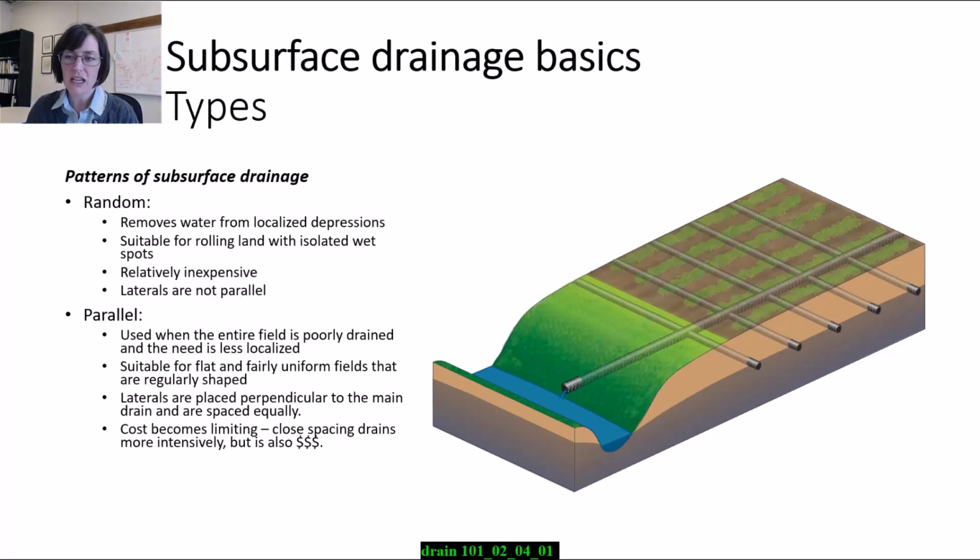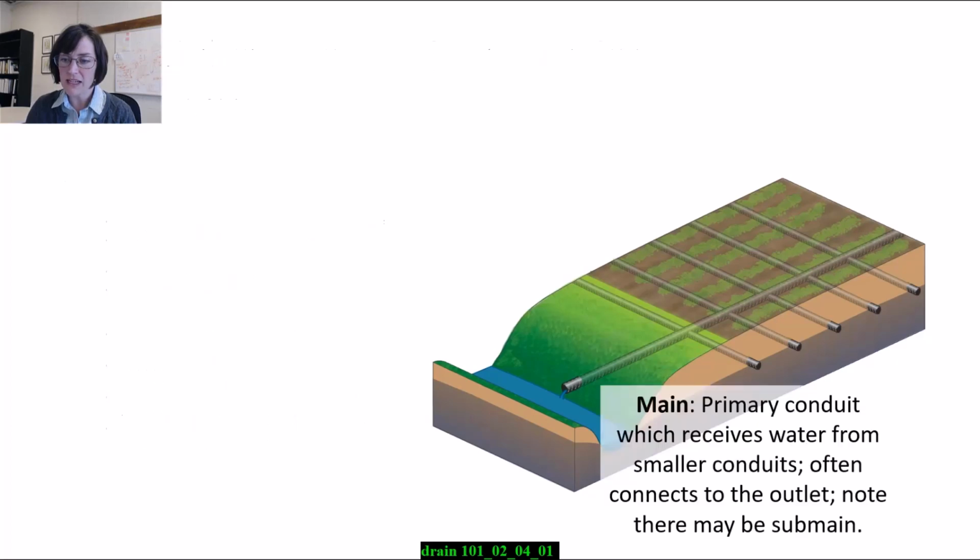The next kind of drainage is a parallel design, and a parallel design is much like what you would think. The lines are all installed in a parallel fashion. This is used for when the entire field is poorly drained and the need to improve the drainage is less localized. So a lot of our drainage systems that go in today are this parallel type pattern tiling. This is used for flat and relatively uniform fields that are regular shaped. The laterals are perpendicular, or in other words, at 90 degrees to the main.